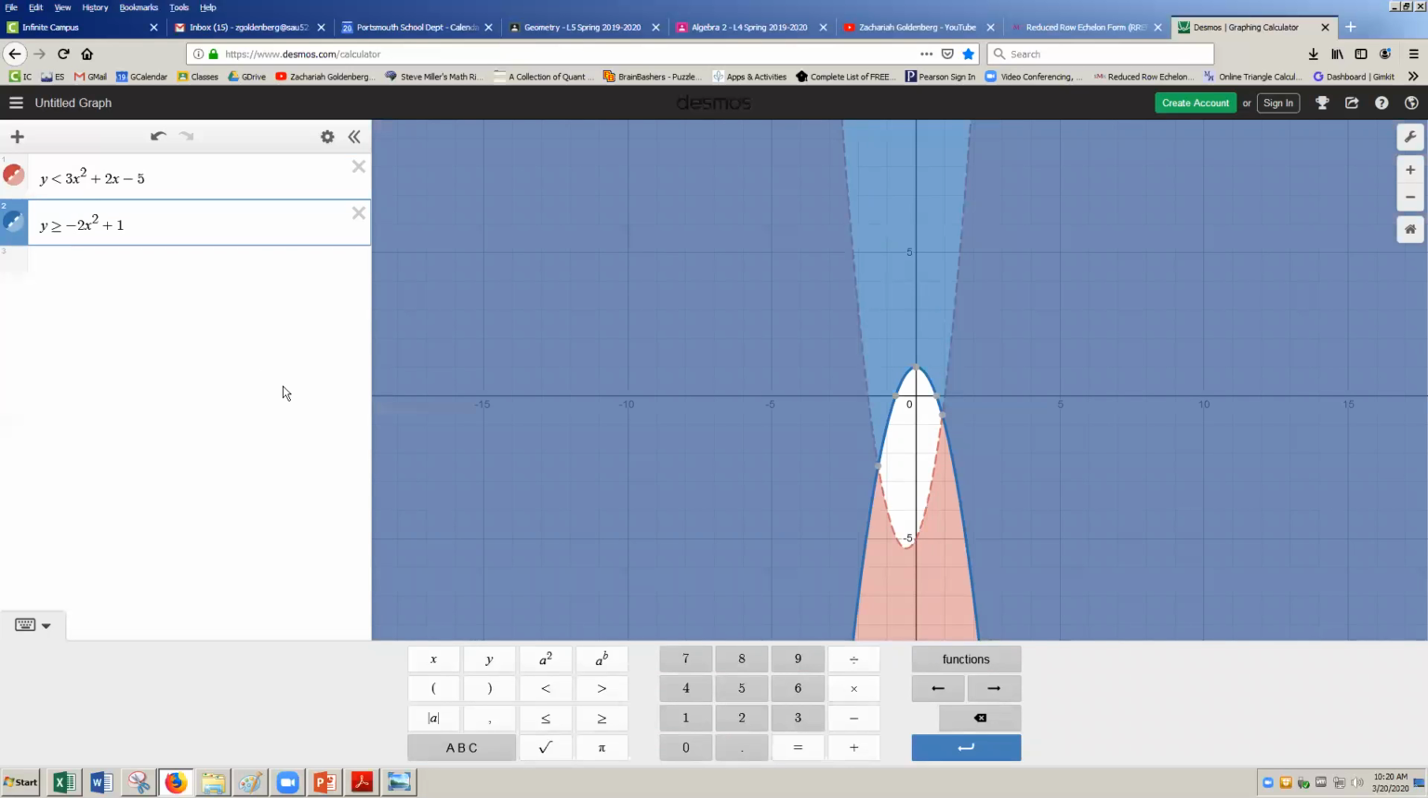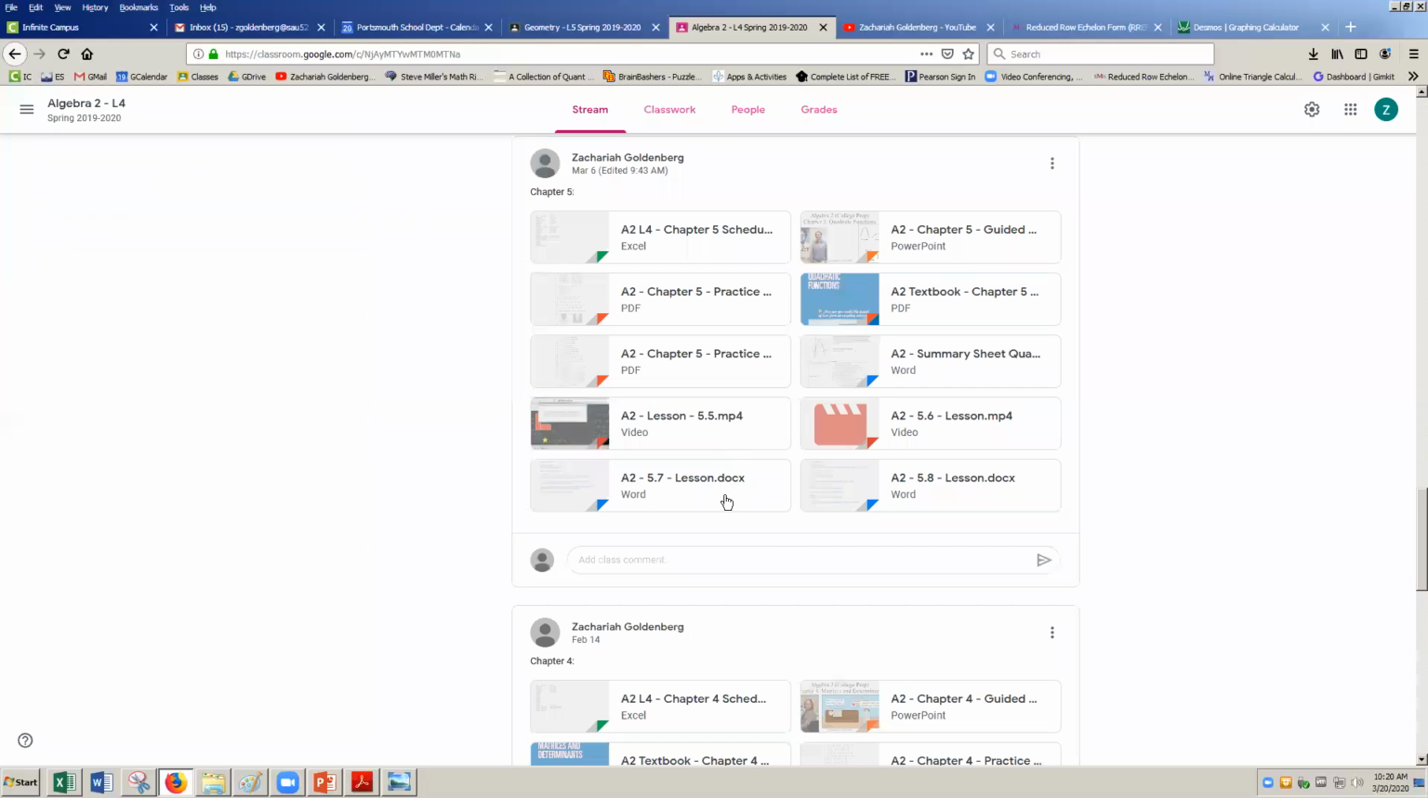Mr. Goldberg, are we allowed to use Desmos when we're graphing stuff, like if it helps you when you're doing your homework? Yeah, absolutely. As a tool, I would definitely encourage you guys to use Desmos, and that's why I'm including it on these documents.